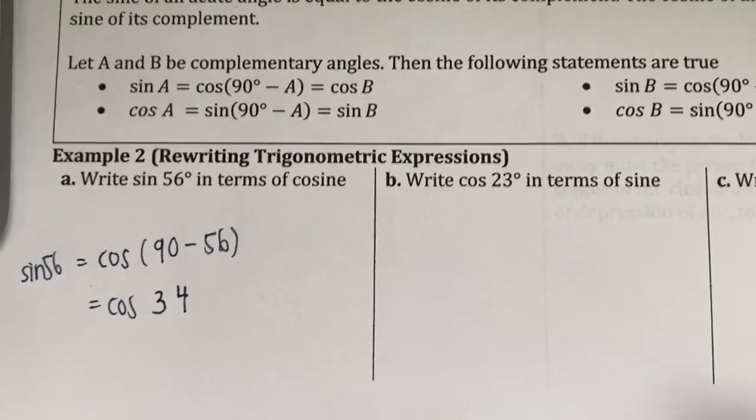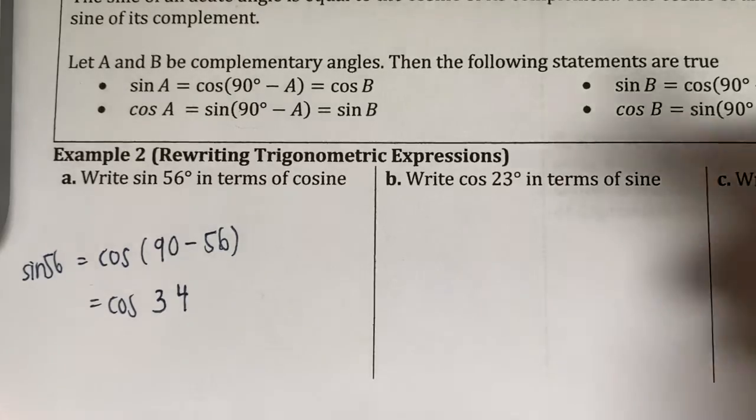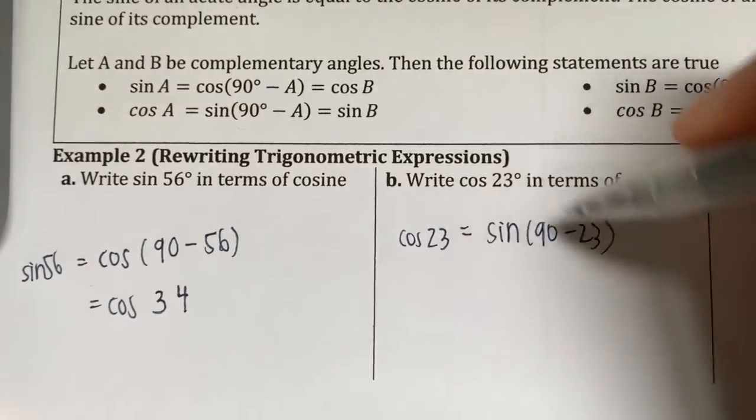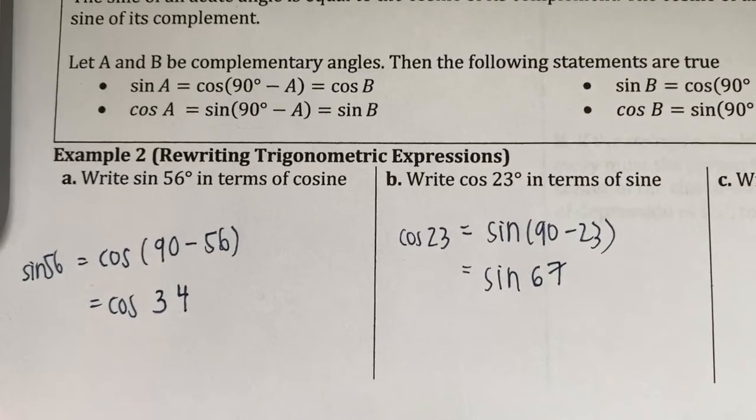Let's do this one more time. We're going to write cosine of 23 in terms of sine. So we want to switch from cosine to sine, and then we want to do 90 minus our angle. This is going to give you sine of 67.